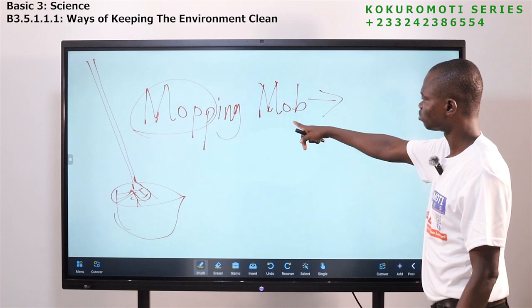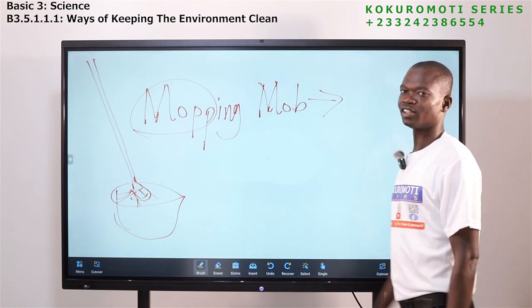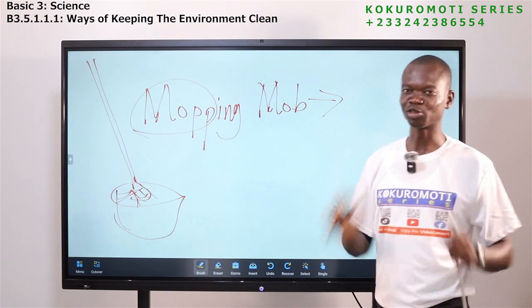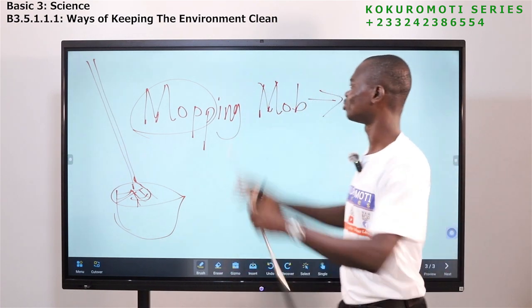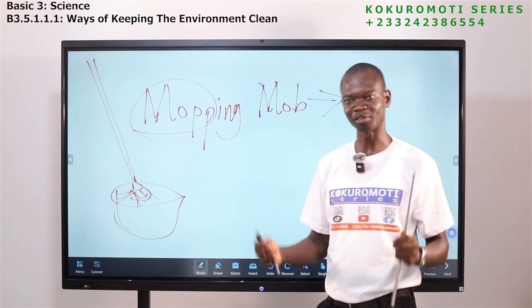Don't write this for me. If you write this for me, hey, there'll be trouble. And I don't want trouble. You too, you don't want trouble. So please use this. We are talking about ways of cleaning our environment.